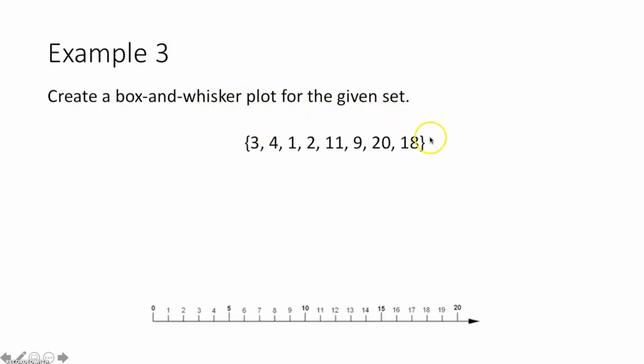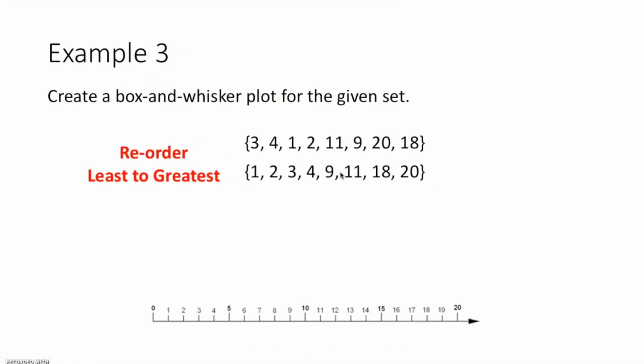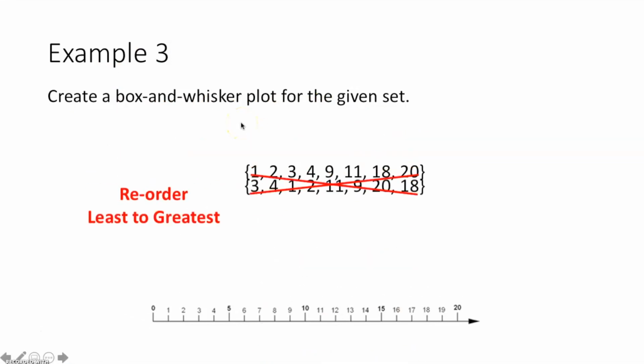Now example 3 says create a box and whisker plot for the given set of data. So here we have a set of data that is out of order. So we need to reorder it from least to greatest every time. And when we do that, it looks like this. Now we don't need that original set anymore.